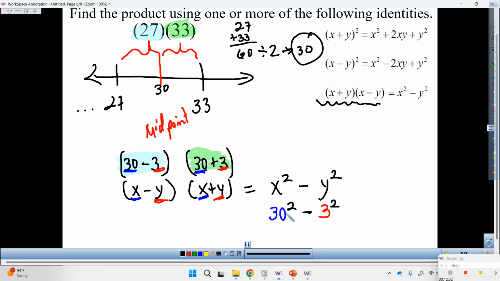What is 30 times 30? 900. Minus, what is 3 times 3? Really? I did the harder one, you guys. 3 times 3? 9, my goodness. 900 minus 9 is 891.